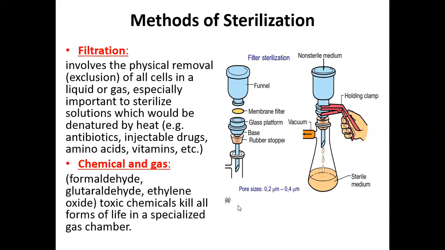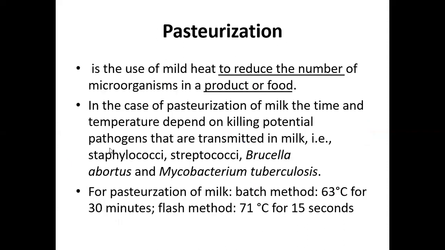Chemicals and gas: toxic chemicals kill all forms of life, used in a specialized gas chamber. And also pasteurization. Pasteurization is not a kind of sterilization, because it is a mild heat to reduce the number of microorganisms in a product or food. Sterilization kills all microorganisms, removes all microorganisms, and a sterilized object must not have any microorganisms. But by pasteurization, you can reduce the number of microorganisms in the object.